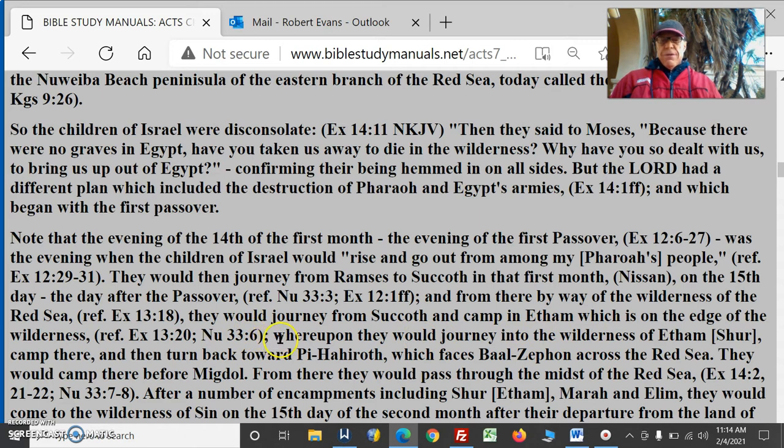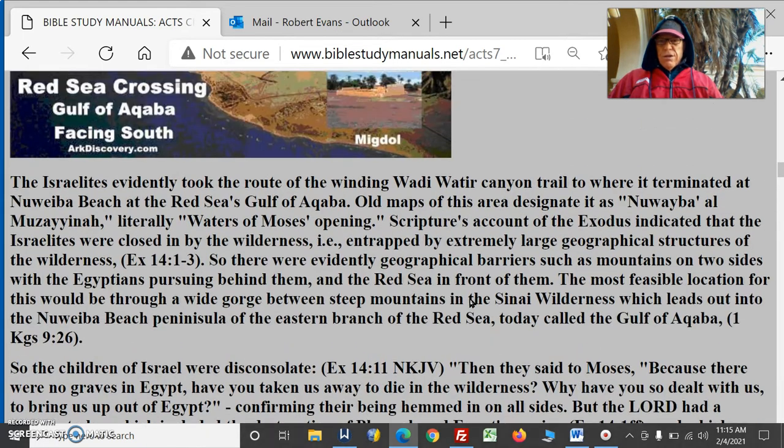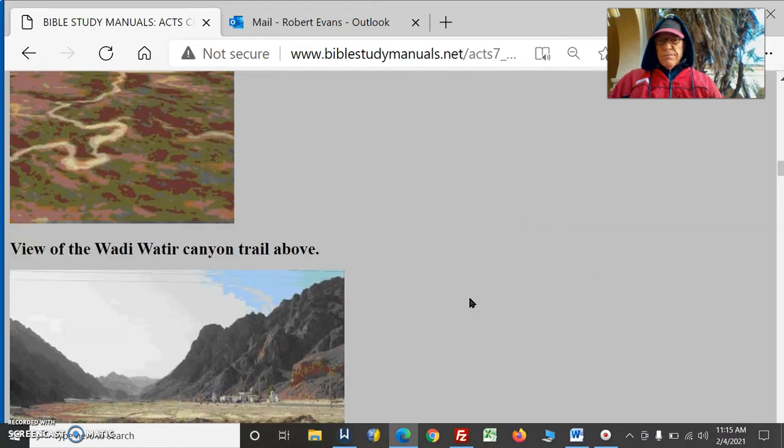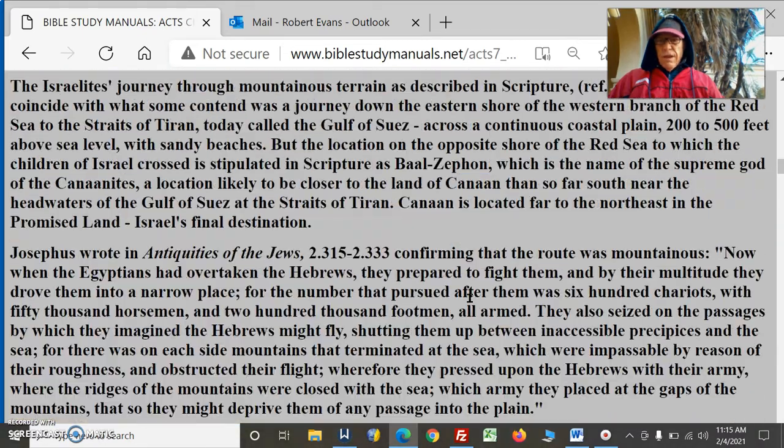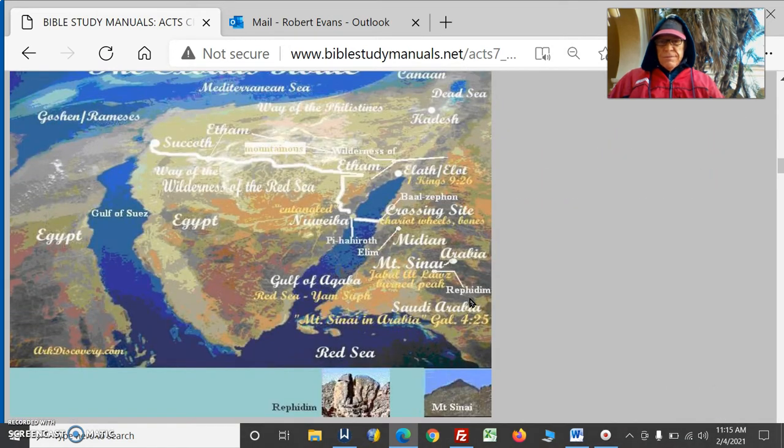We saw that on the map. Whereupon they would journey into the wilderness of Etham, which is also called Shur, camp there, and then turn back going southward toward Pi Hahiroth, which faces Baal Zephon across the Red Sea. Take a look at the map there. Take a look at those names. The first map. There's Pi Hahiroth. There's Baal Zephon, Nuweiba Beach. There's Etham, across from Elath or Eloth. It's a wilderness. Gulf of Aqaba.